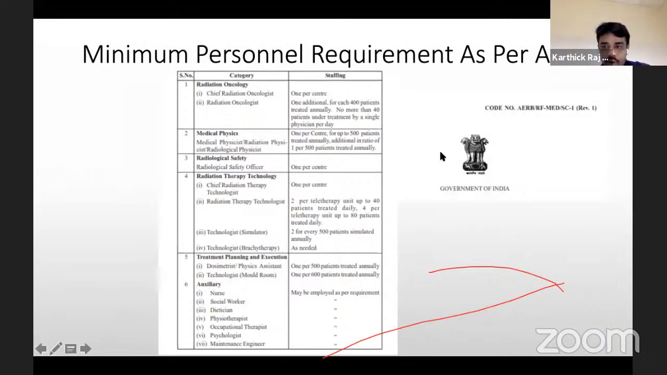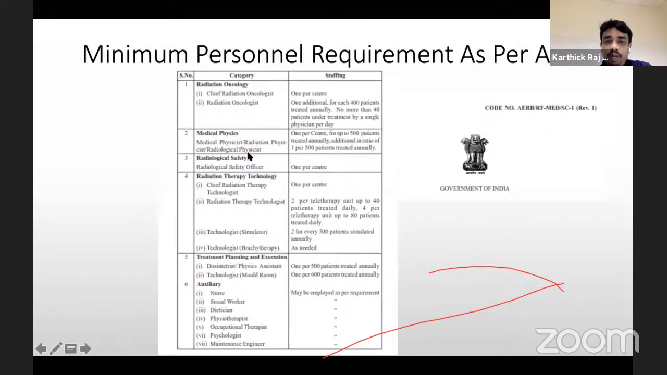The important thing is personnel requirements. Normally in India, we follow the Atomic Energy Regulatory Board; there are some other documents with international guidelines. As per the AERB document, as per my reference, you need to have one chief radiation oncologist in the center, and for every 400 patients treated annually, no more than 40 patients should be treated by a single physician per day. If any center treats more than 40 patients per day per physician, you need another radiation oncologist, and one additional for each 400 patients treated annually.